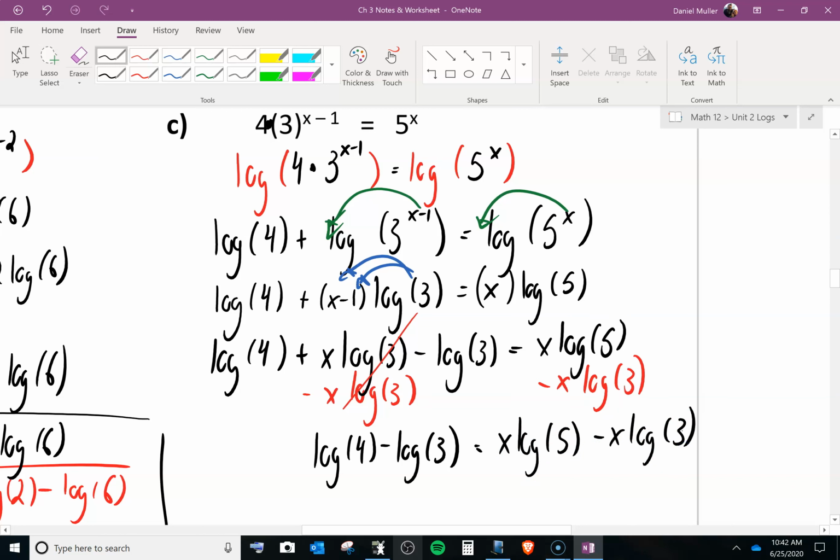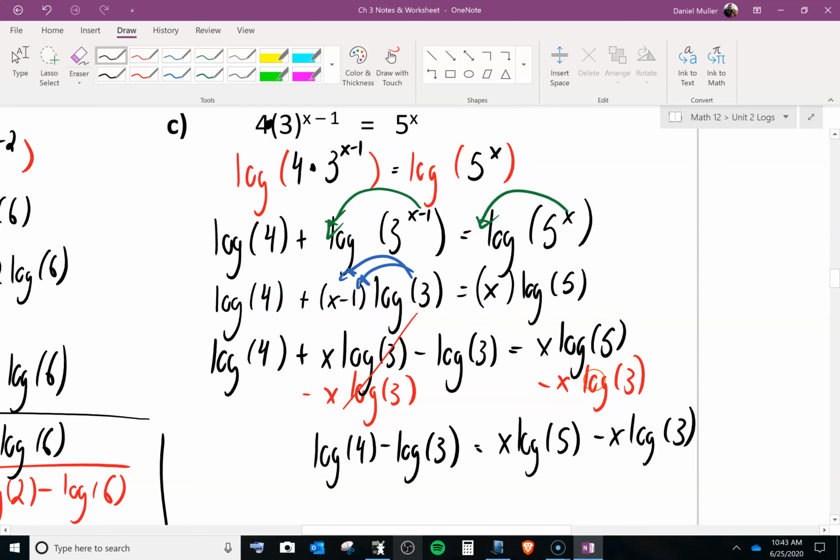So there's already a ton of work that's gone in here. So to recap, I logged both sides. Then I took this, because it was the times, and I split it up. So this log 4 and this log 3 to the x minus 1. That's all I did. Then this x minus 1 can come down to a multiply, and this x could come down to a multiply. And this just becomes an x log 5. This log 4 is just there, but this has to be multiplied in. So I've got an x log 3 and a negative 1 log 3.